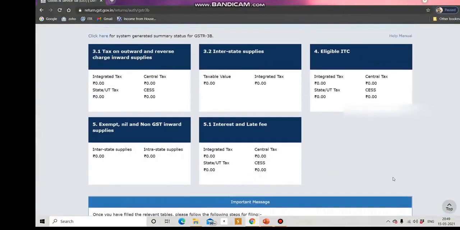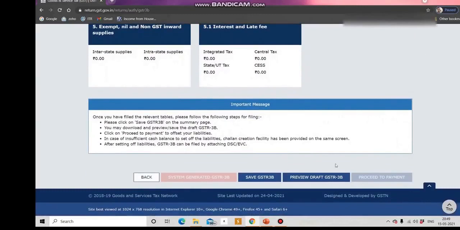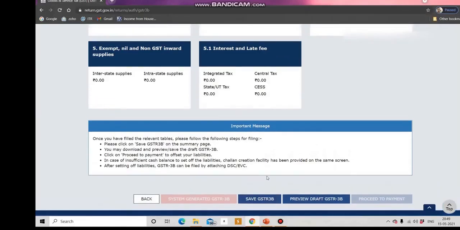So now we saw all the 5 steps, the entire process of preparation of GSTR 3B. Once we have filled all these steps, we have to save GSTR 3B. After saving, we have to proceed to payment. Once we proceed to payment, if the eligible ITC is less than the output tax liability, the balance tax we have to pay and then file the return. And if the eligible ITC is more, then we can file the return directly by setting off the eligible ITC against the output tax liability.